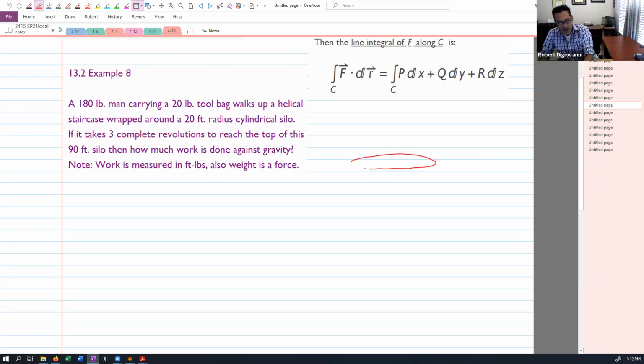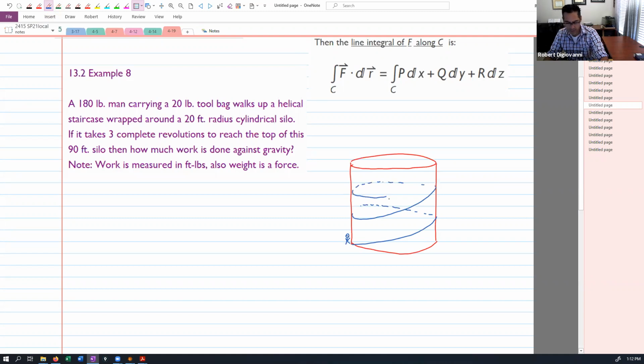Okay, so we have a cylindrical silo that looks like this, right? And this person's going to start here and start walking around a staircase that wraps around, right? Let's see, how many revolutions? 3? Is that what it was? 3 full revolutions. So 1, 2, 3 full revolutions, and now the person will be at the top, right?